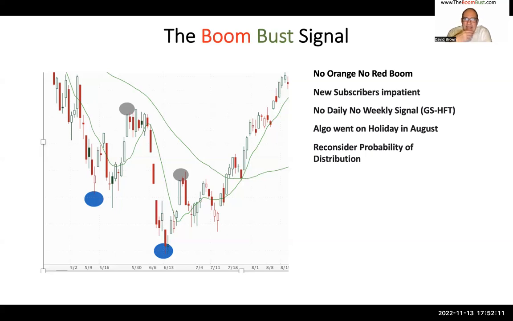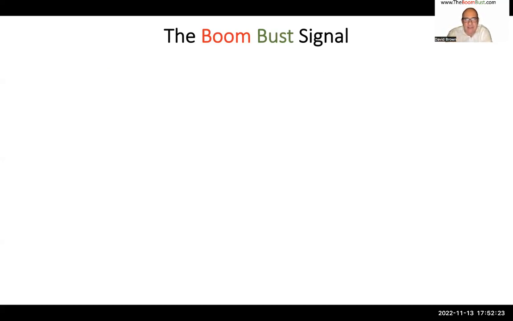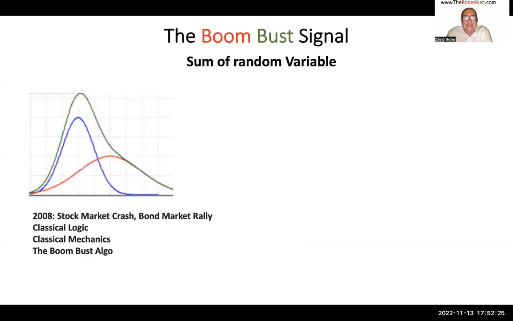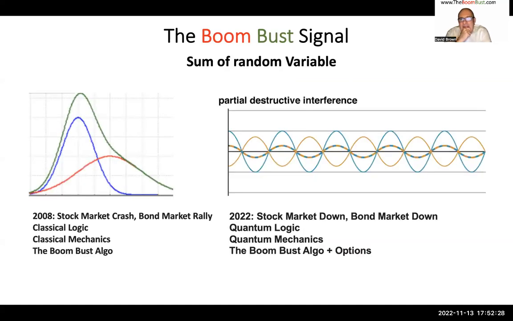So I was looking at trying to understand and reconsidering the probability of distribution, and looking at the correlation between the bond market and the equity market, and trying to understand what was happening. And in order to understand today's market and this new paradigm, I decided to borrow a concept from quantum mechanics, which is partial destructive interference, which I think is what's happening between bonds and equity.